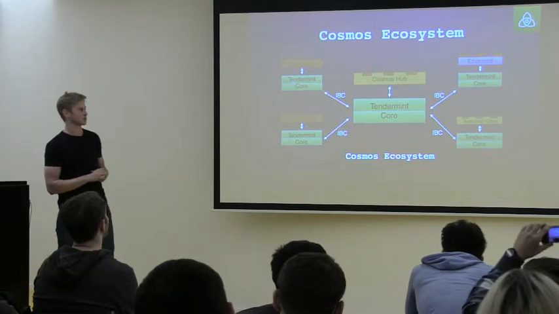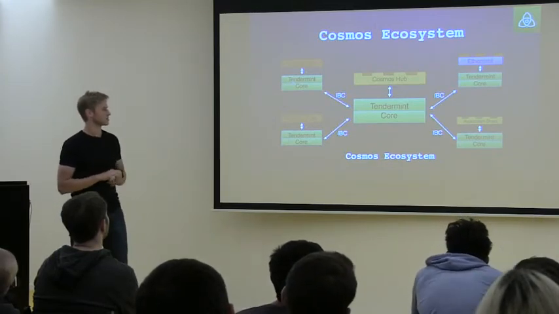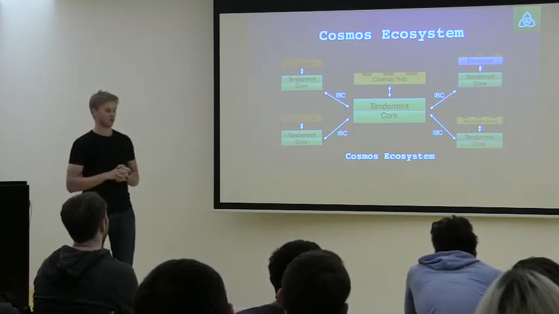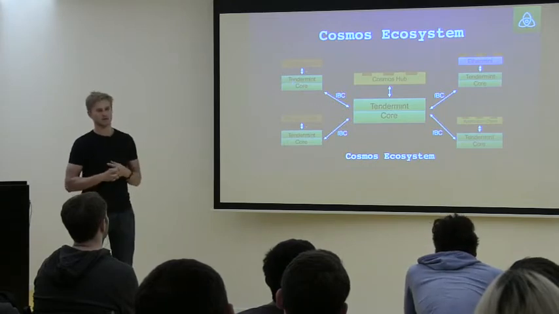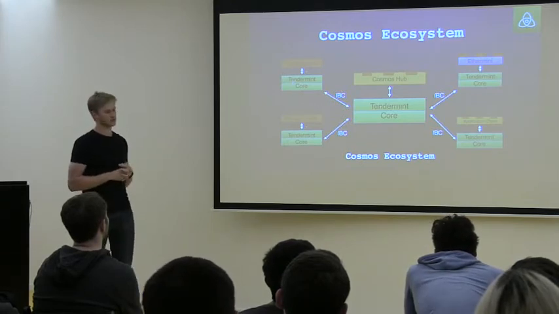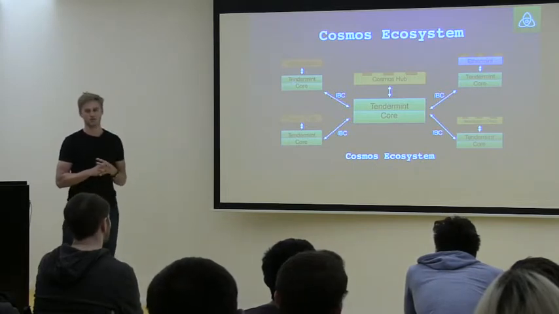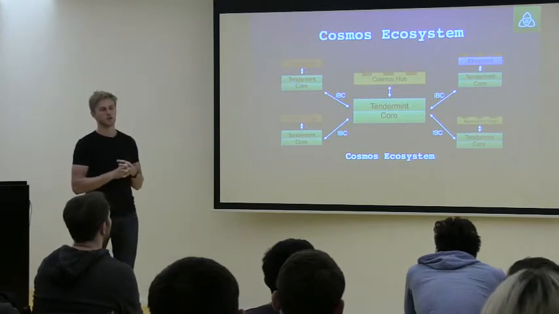So now we get to the Cosmos ecosystem and what that looks like. The Cosmos ecosystem is basically a whole set of blockchains that are all running Tendermint Core. Now they could be running something else too, but the key thing here is that blockchains in the Cosmos ecosystem have to get to a point where there's finality, where they actually can say, okay, this block we can rely on.